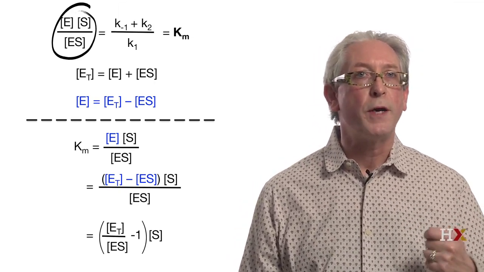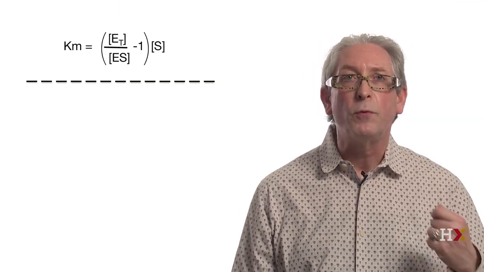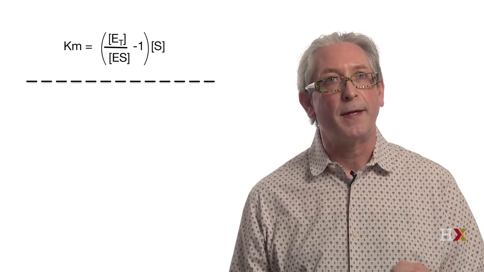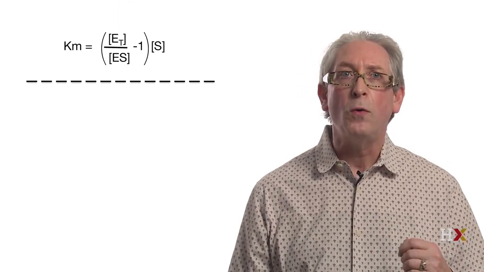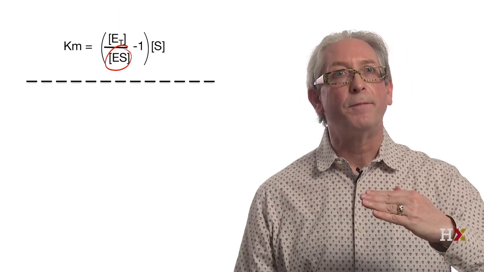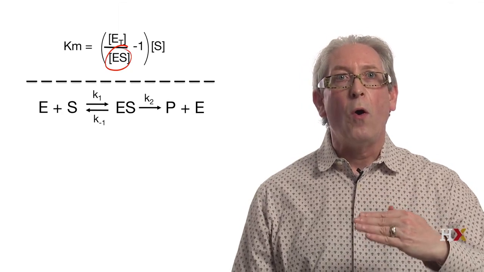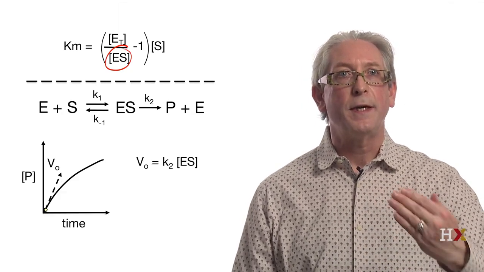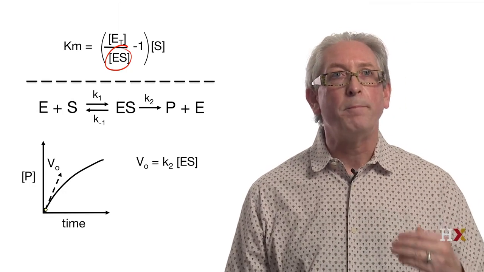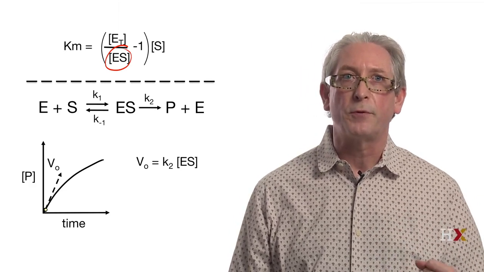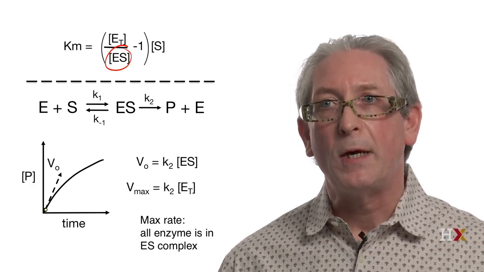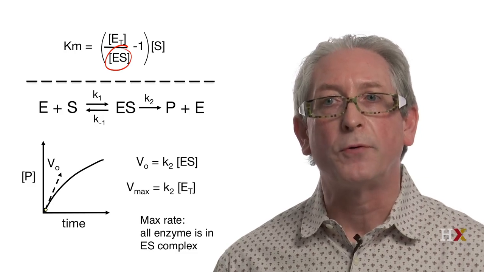We have to go back to our equations about the velocity of the reaction. If you remember, V0 equals K2 times the concentration of enzyme substrate complex. Now, when we have a very high concentration of substrate, the reaction reaches maximum velocity. And at that point, all the enzyme is associated with the substrate into the enzyme substrate complex. So the total concentration of enzyme becomes equal to the concentration of enzyme substrate complex. We can say that Vmax, the maximum velocity, equals K2 times the total concentration of enzyme.